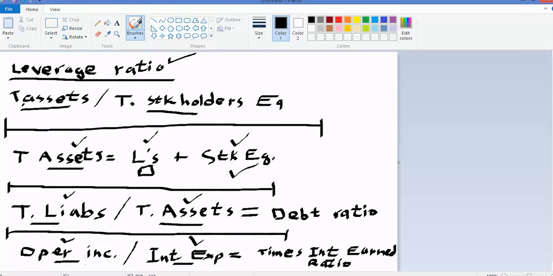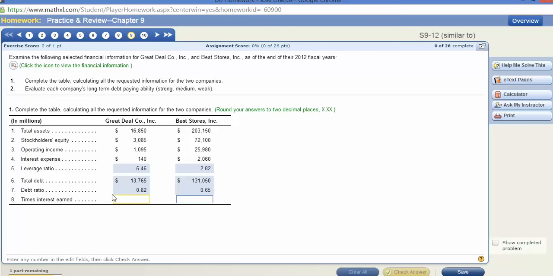So again, here we pretty much have everything laid out. As long as you've got your formula, it's operating income divided by interest expense. Here we have operating income, which is 1095. And remember, we're going to take operating income over interest expense, right here, divided by 140. That gives us 7.821, but we're going to go ahead and round to 2, so we'll just get rid of that 1. We will not take the 2 up to a 3.